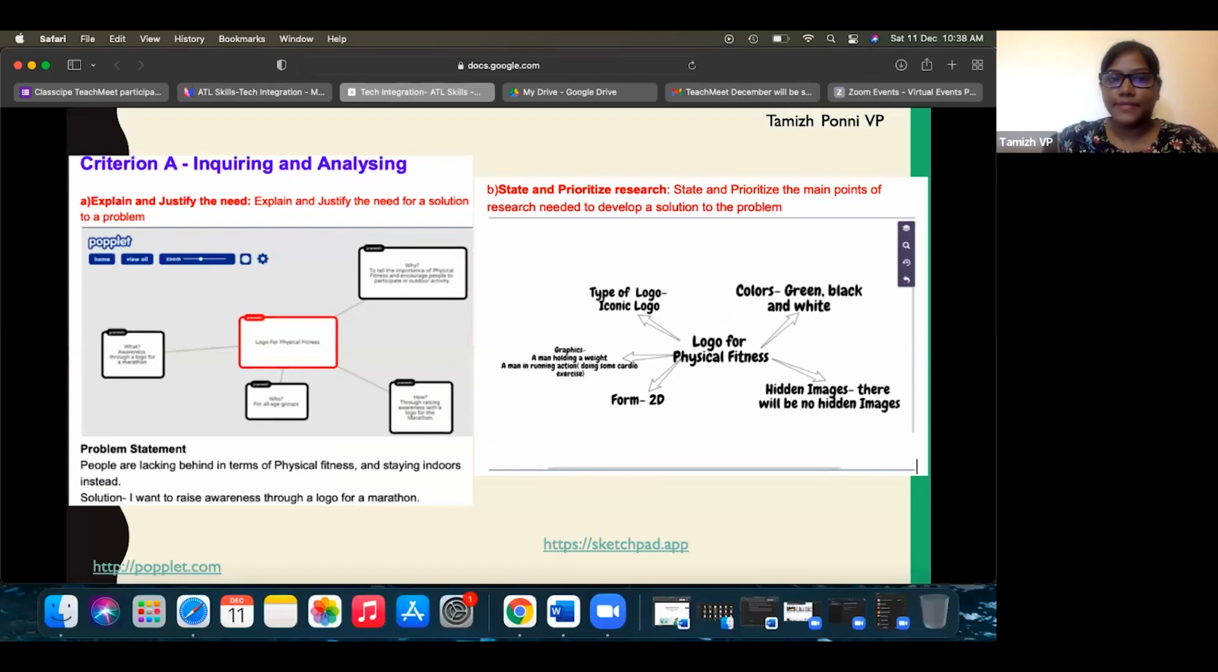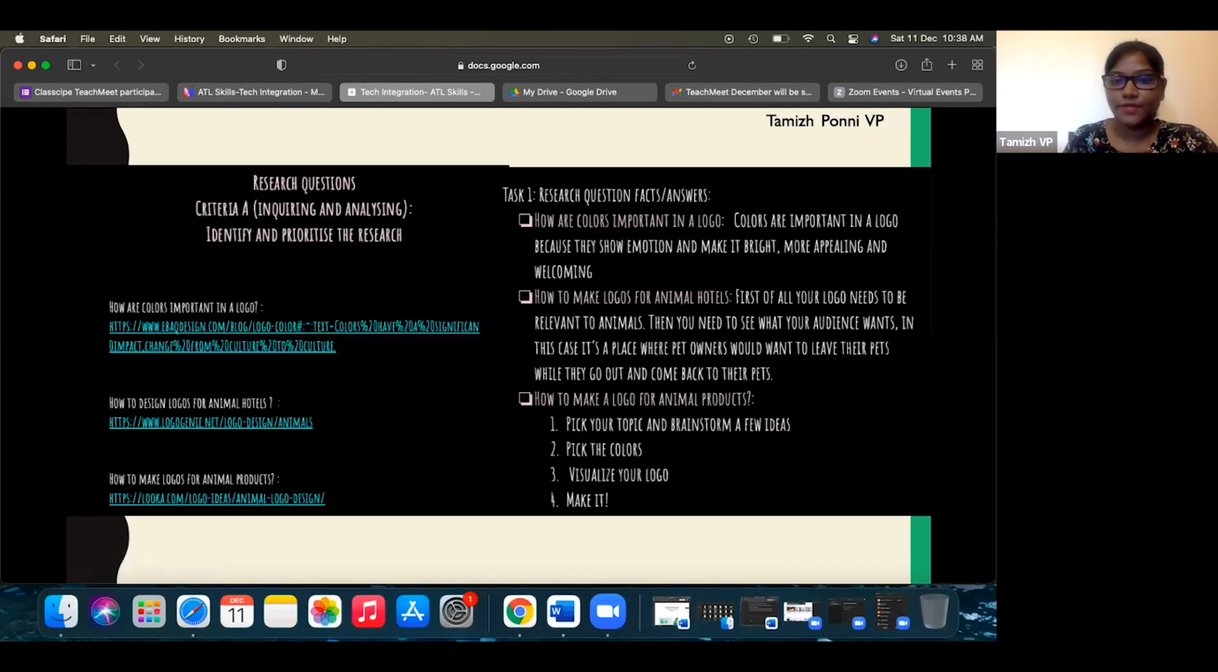Now, for example, mind maps are very, very crucial for my subject because everything starts with brainstorming. So I use a tool called Poplet, which is a free tool, can be used as an app or also as an online tool on the web. So they love using these bubbles and they love typing inside the bubbles. They love adding pictures rather than just drawing it on a paper. So this is a good tool for mind mapping and brainstorming. And this is sketchpad.app. So I've linked these two tools over here. You can check it out when you're free.